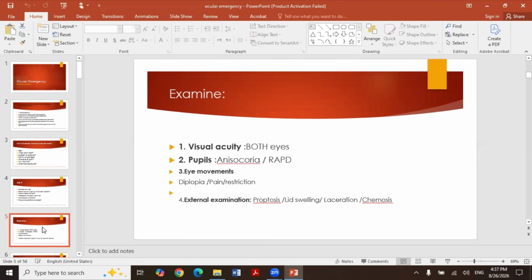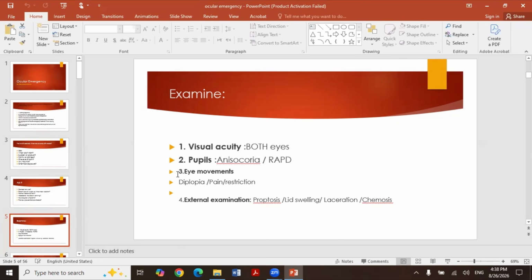The second thing, and most emergency doctors miss it a lot, is the pupil. Is the pupil size the same in both eyes, is there any anisocoria or not, and how do we assess the relative afferent pupillary defect, RAPD, rapidly. Now we will talk about RAPD.